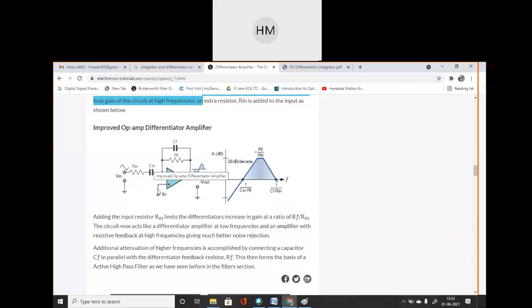The circuit now acts like a differentiator amplifier at low frequencies and an amplifier with resistive feedback at high frequencies, giving much better noise rejection. Additional attenuation of higher frequencies is accomplished by connecting a capacitor CF in parallel with RF. So here we have two combinations, one series RC combination and one parallel RC combination, which we will use to find the overall expression of gain.